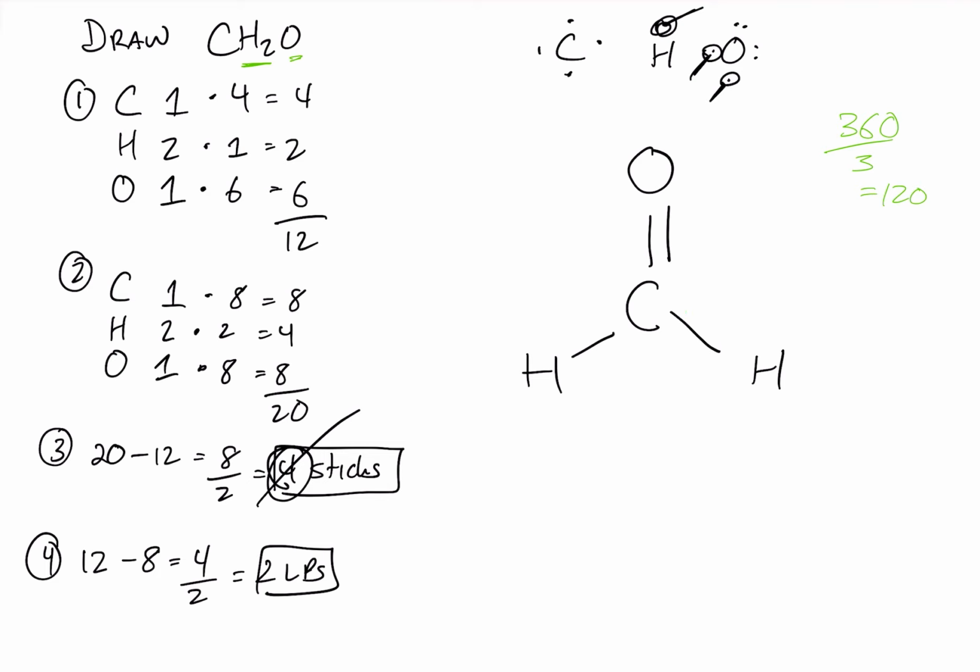Oxygen, on the other hand, only has 2 and 4 from those bonds. So it needs another 4 electrons, and we can give it those 4 by putting 2 pairs of electrons. So now everything has a full outer shell. Everything is good, and this is going to be the structure of CH2O.